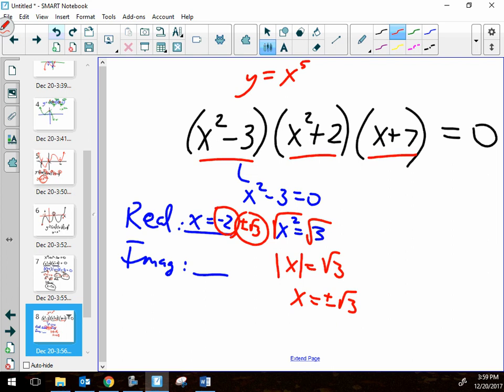Now we got to find the imaginaries. That's this one. X squared. Uh-oh. I just caught it. I'm sure you guys caught it before me. I screwed up and I solved this one like it was just a regular x. I'm sorry. I'm going to have to fix that. This is not negative 2 right here.